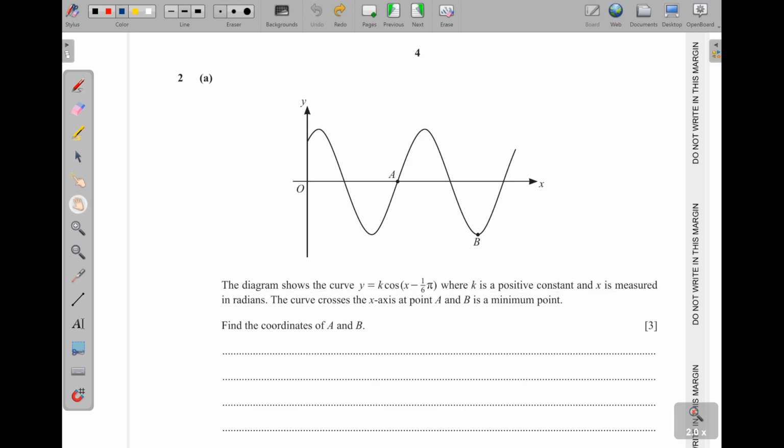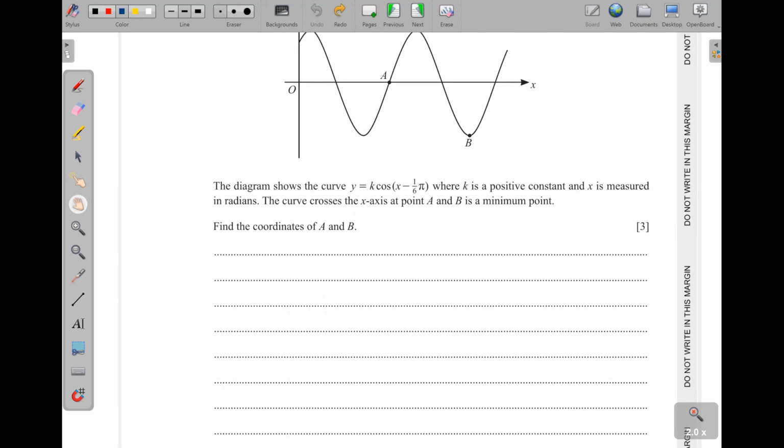Now, we know this is where, at A, the curve is crossing the x-axis. So on the x-axis, what do you know? On the x-axis, y is equal to what? 0. So I'll get this one and then I equate it to 0. So we shall have k cosine of (x minus pi over 6) is equal to 0. Of course, when I divide all through by k, that one disappears. And then we shall have x minus pi over 6 will be equal to the arc cos of 0.